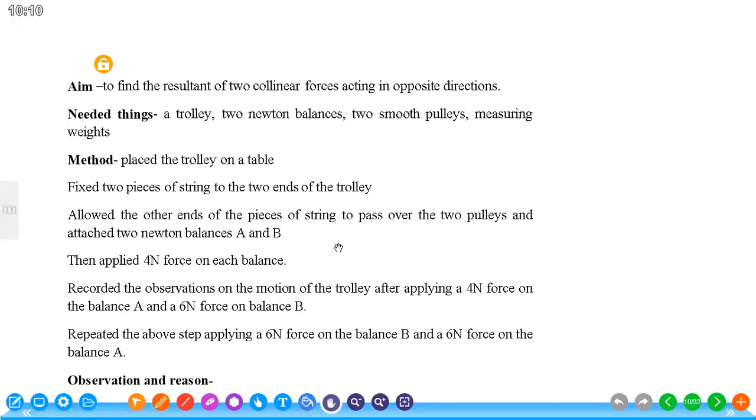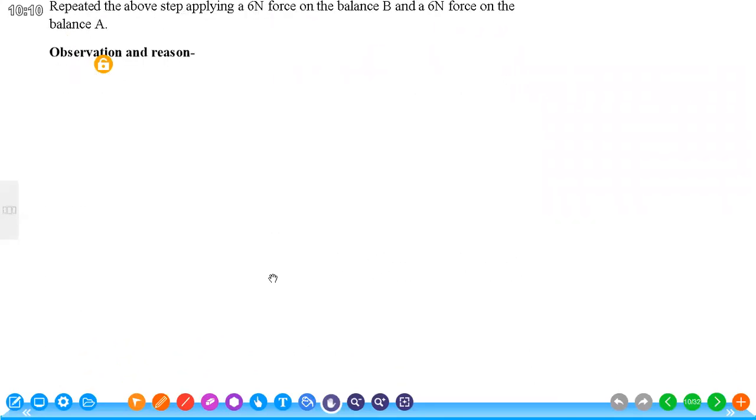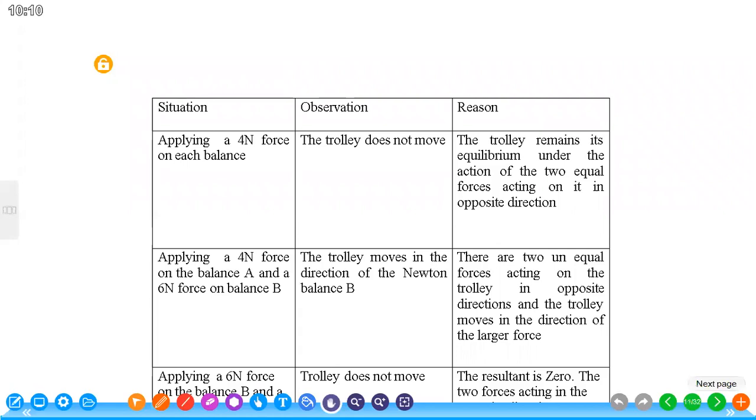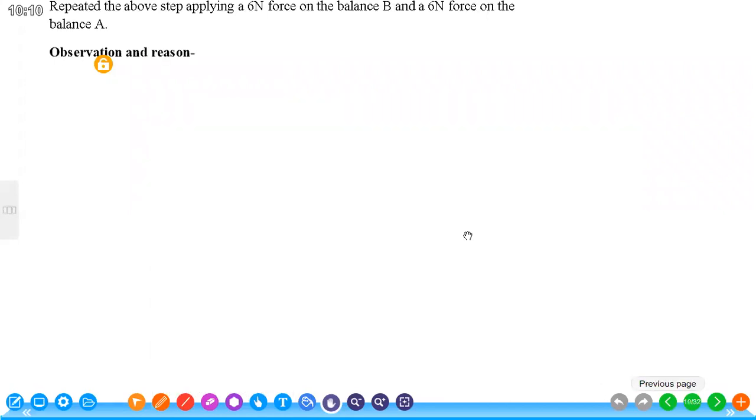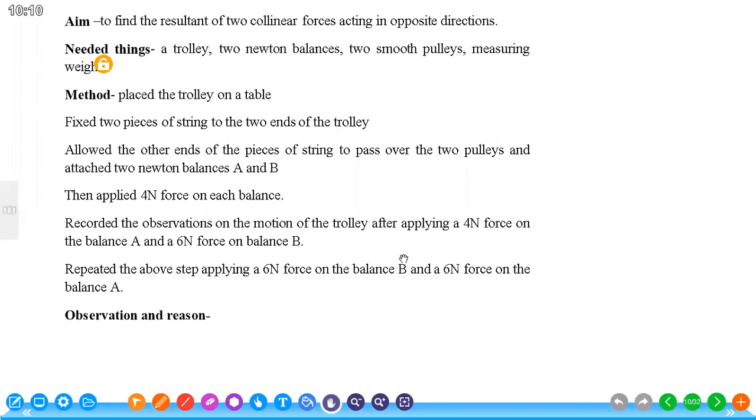Okay, take your activity. Activity 2. Okay, activity. Right, first we discuss the method because it's also important for you.